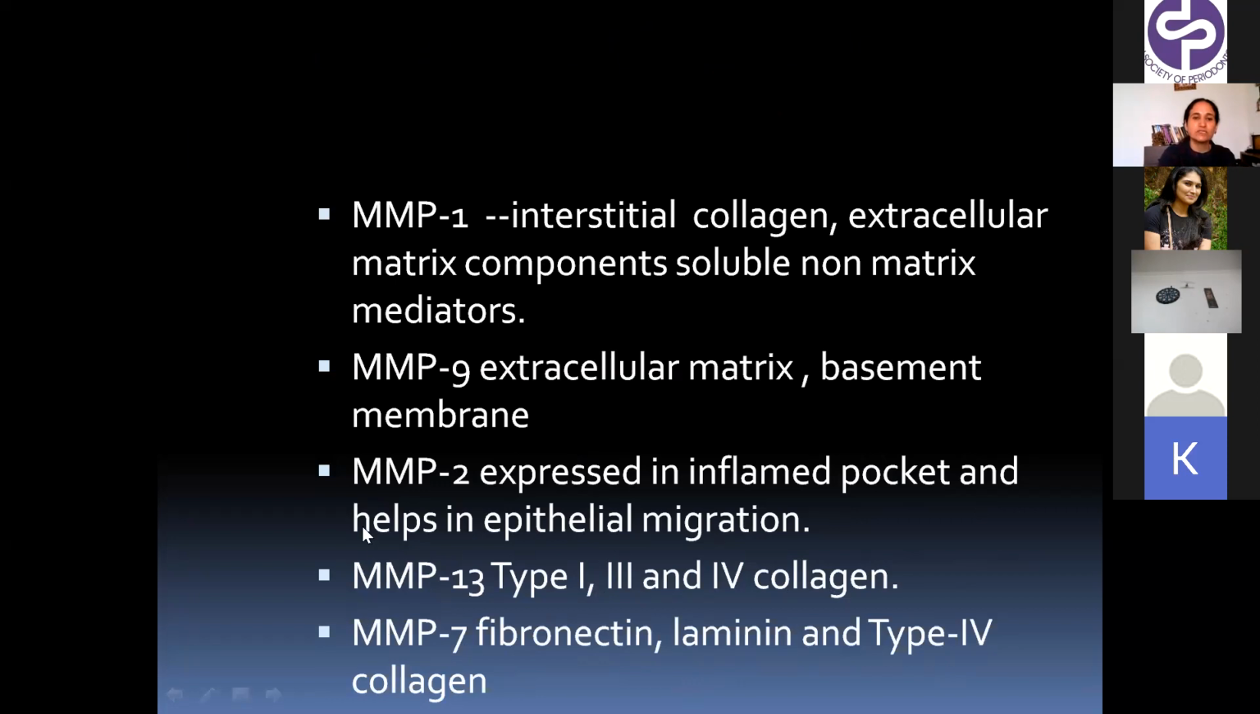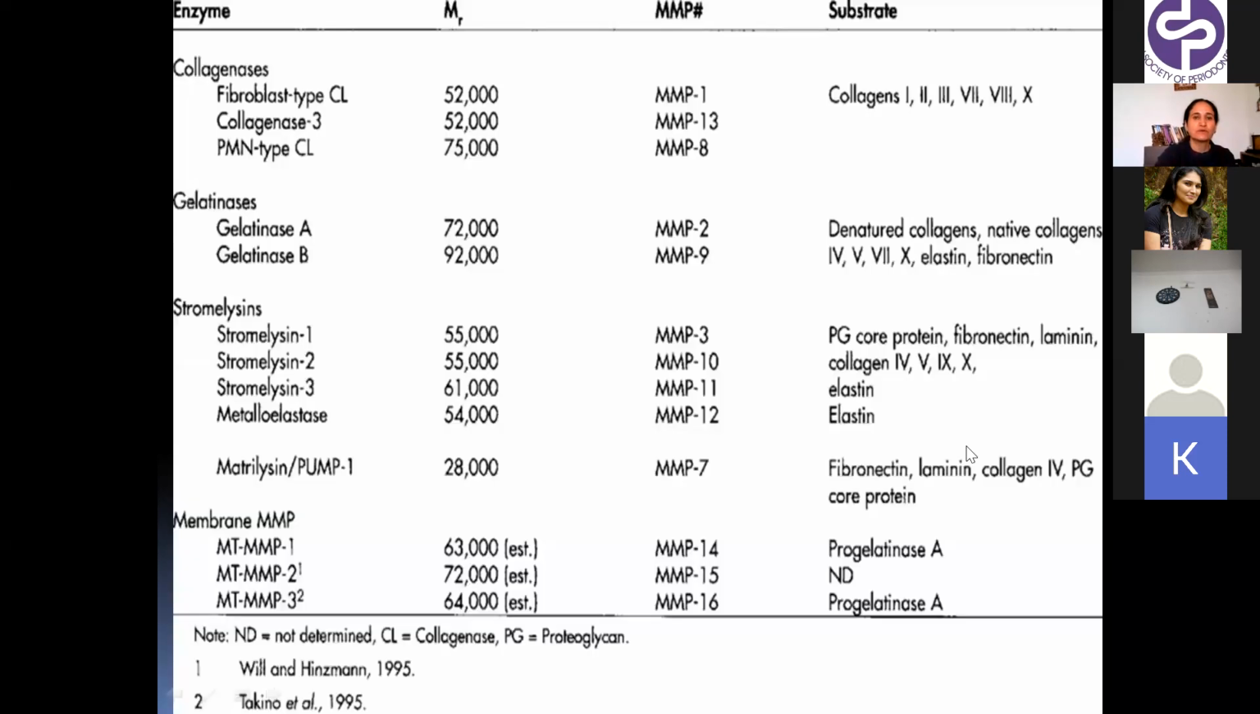So basically all these MMPs will take care of all the components found in the basement membrane: the types of collagen, the laminin, and fibronectin. They will degrade different types of these. So this is a classification, and their substrates, what different substrates they act upon. These are different types of classifications of the MMPs.